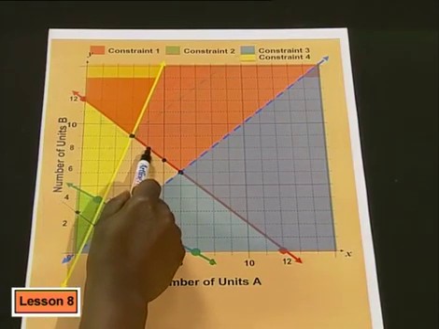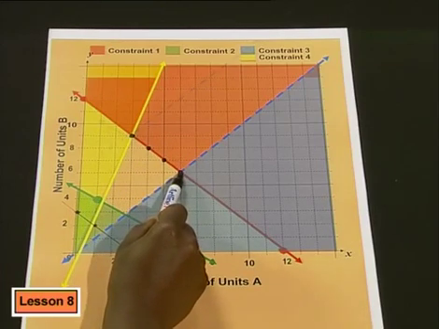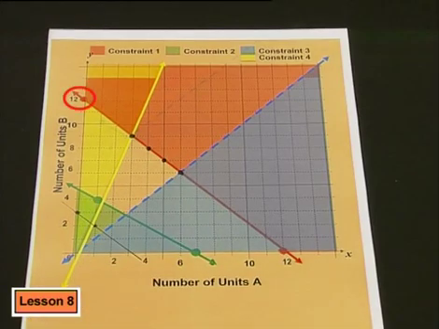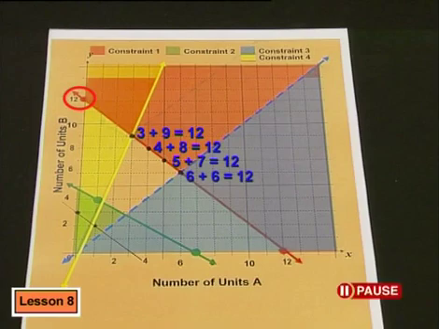Let's think about that for a minute. For each of these points, what is the m value? M equals x plus y, so here it's 3 plus 9, which is 12. And here it's 4 plus 8, that's also 12. 5 plus 7 equals 12, and 6 and 6 is 12. So they all give a value of 12 for m. Can you see any other point in the feasible region that could give a greater value than 12 for m?